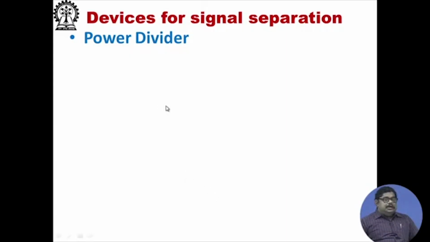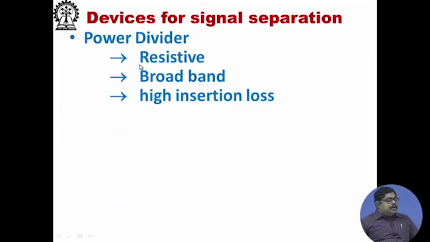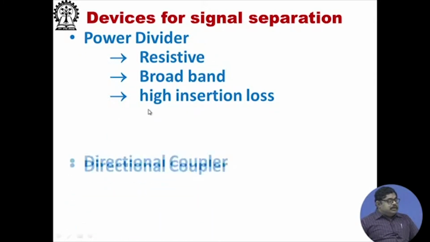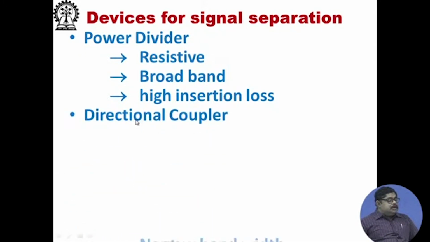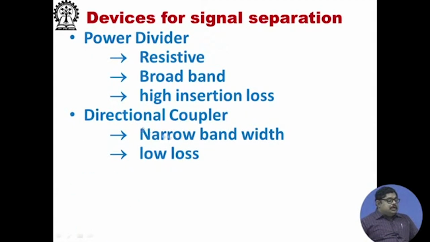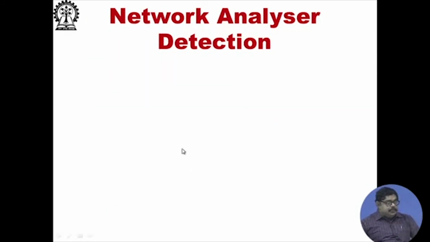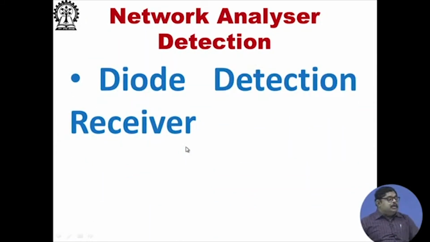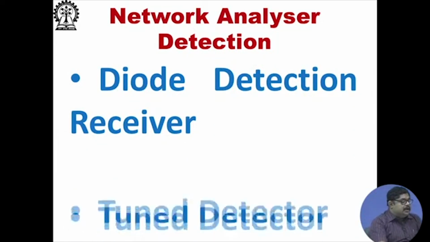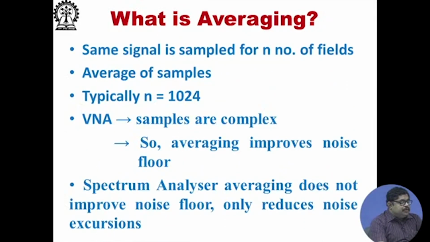If you make a ratio of any measurement, then your error becomes less. Devices for signal separation: I earlier said directional coupler, along with that you can also have power dividers, but they have high insertion loss. Directional coupler is very good, with low loss, though it has narrow bandwidth. Directional bridges are also used, but out of these the directional coupler is one of the popular devices for signal separation. Then for detection, it uses a diode detection receiver or tuned detector.